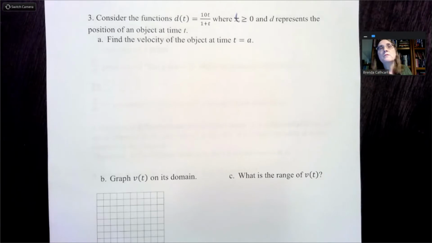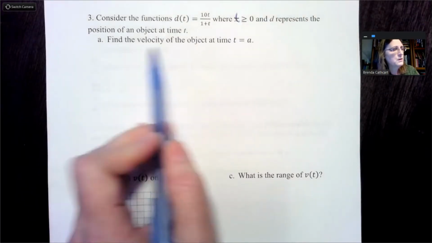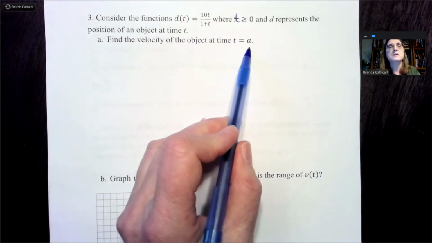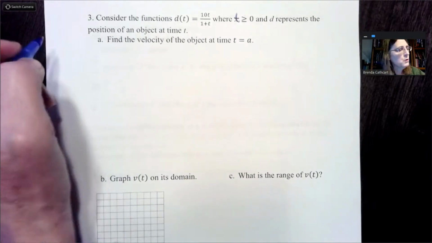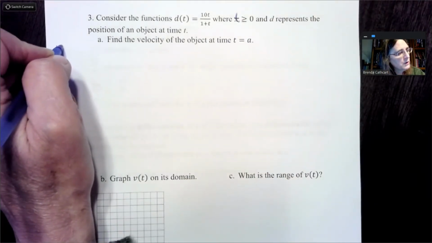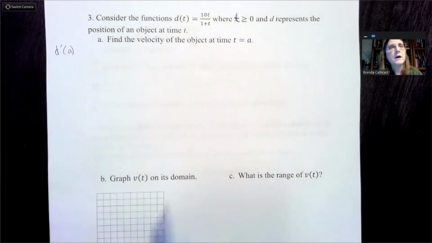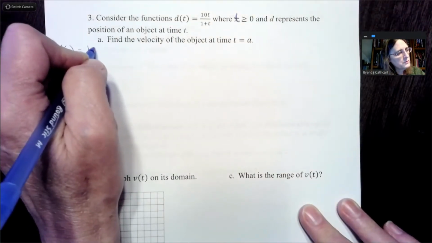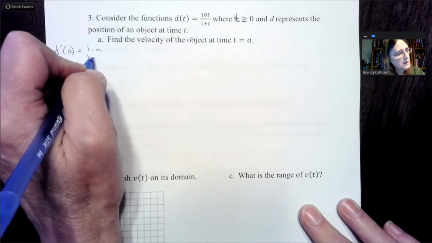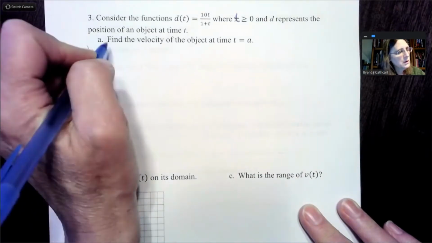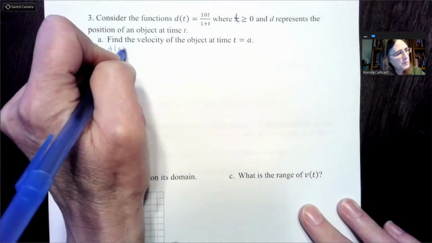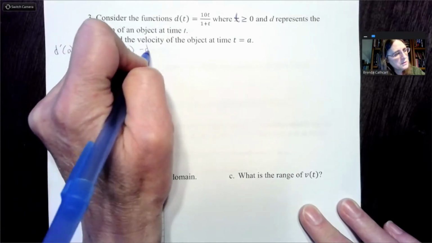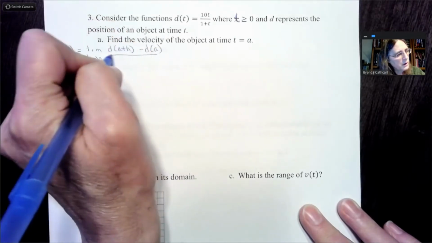So the derivative of this function would be a velocity function, and we want to find the velocity of the object at time t. So that means we want to find the derivative at point a. And in order to do that, we're going to use our definition of derivative, which is the limit as h approaches 0 of d of a plus h minus d of a, divided by h.